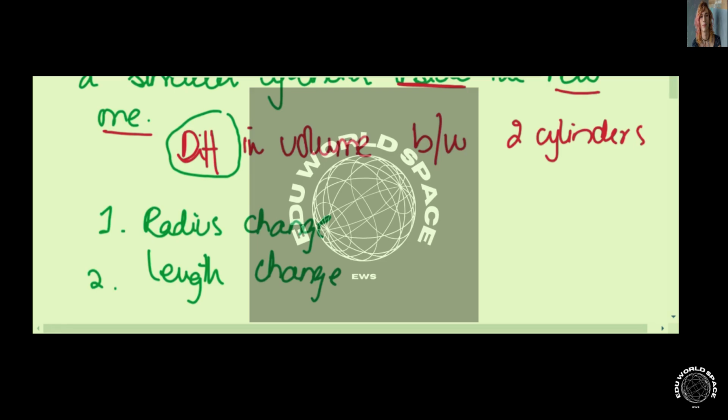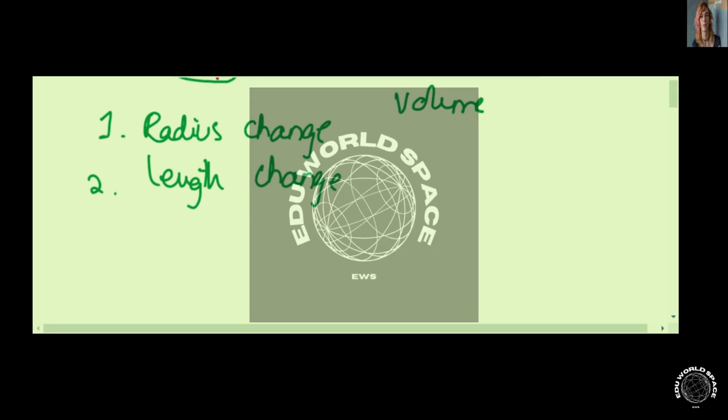Only by these two changes: if the radius changes, then the volume will change, and if the length changes, then again the volume would change. Because the radius changes, the volume changes, right? So let's study them separately. First of all, we'll deal with the change in the radius, right?